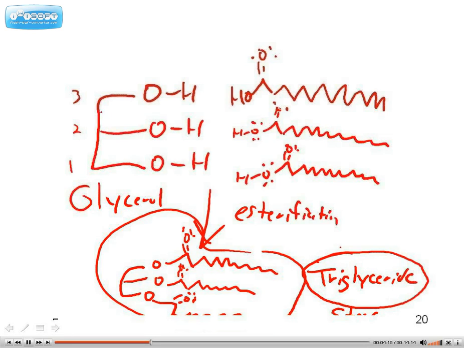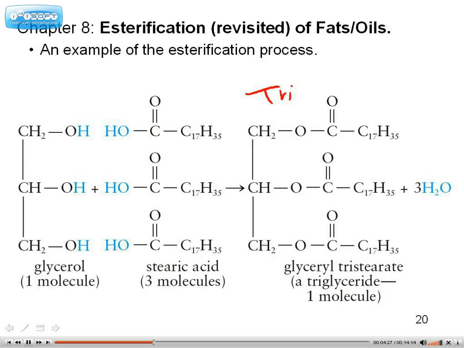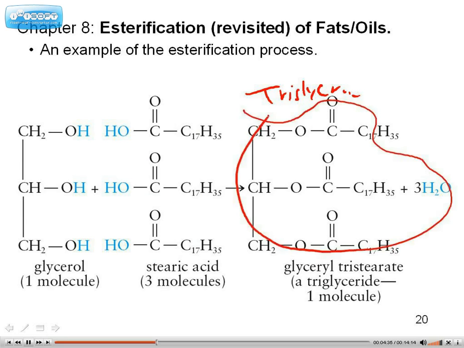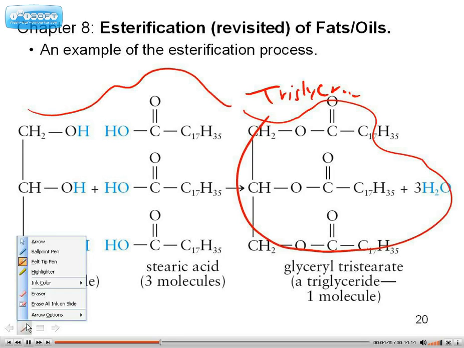Here's a nice, pretty example of an esterification forming a triglyceride. You'll be responsible for predicting this triglyceride if I go ahead and give you these starting biomolecules. So make sure to know how to do this reaction. This reaction is very straightforward.